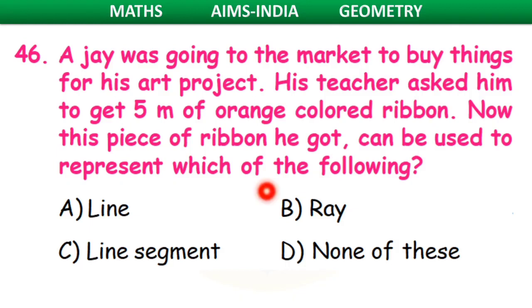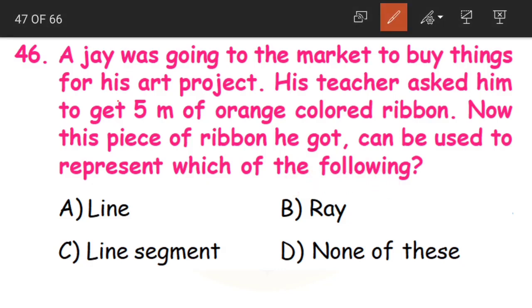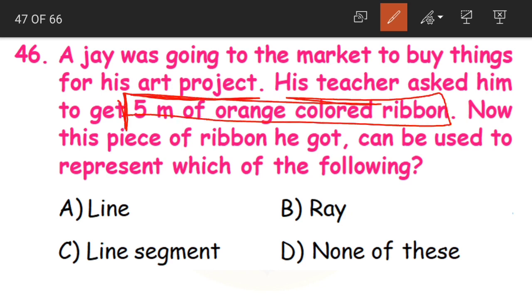Question 46. Ajay was going to the market to buy things for his art project. His teacher asked him to get 5 meters of orange colored ribbon. Now this piece of ribbon he got can be used to represent which of the following? Now what did our Ajay do? He got 5 meters of orange colored ribbon. Now what will it be? Will it be a line, ray or a line segment?